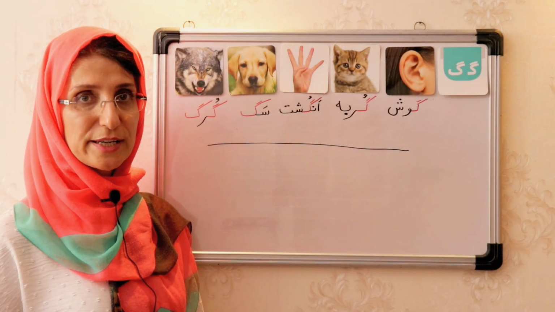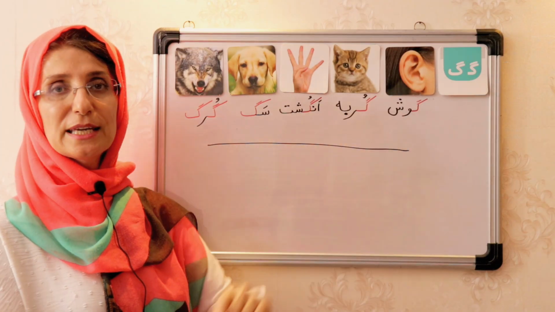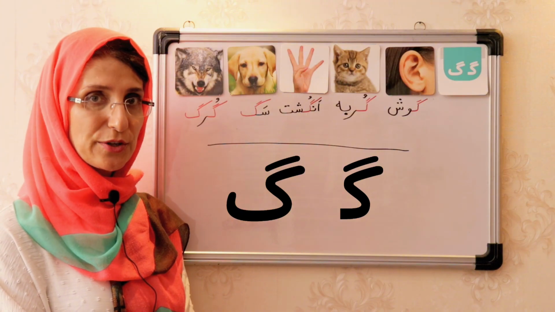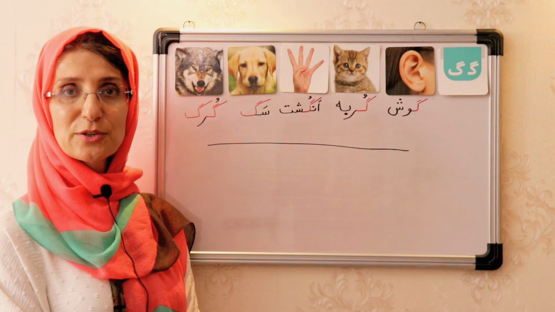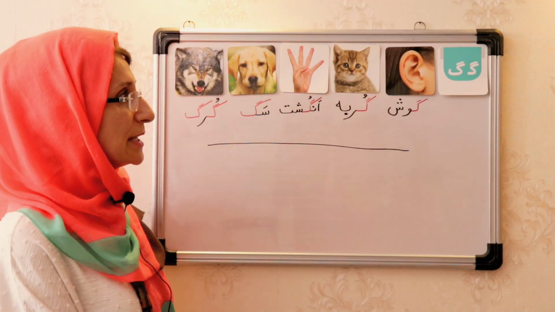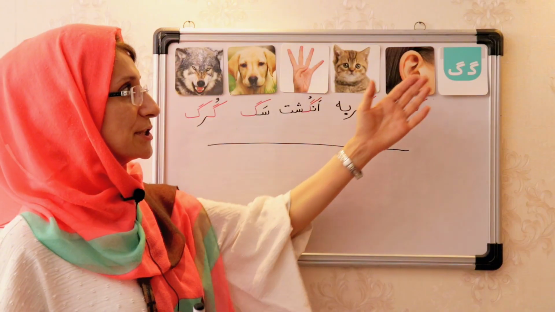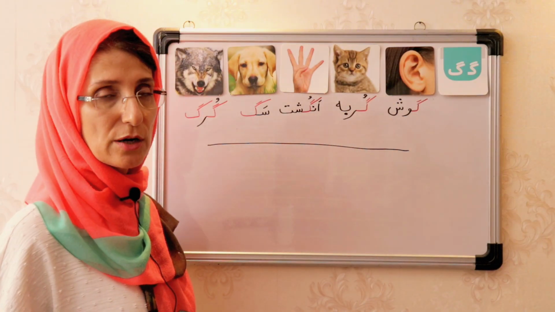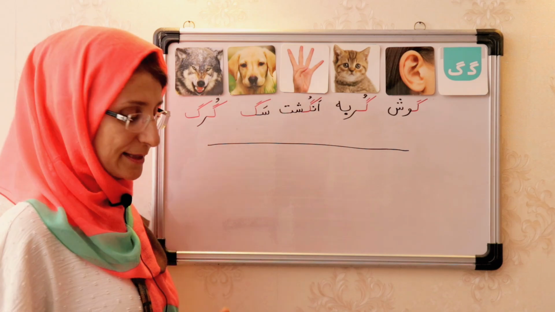I'm Mahtab Saleh. Today I want to teach you the G sound. G is the brother of K. In the previous video I taught you the K sound, and this is G. As I told you with the K sound, there are two ways of writing G: one which is written in printed books, newspapers and media, and one when we are writing by hand.